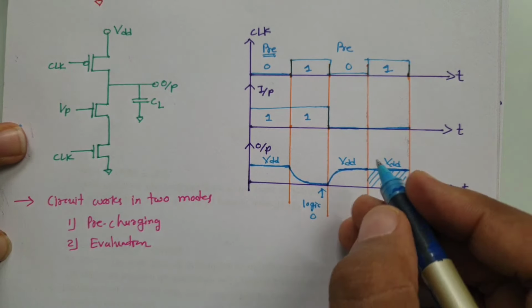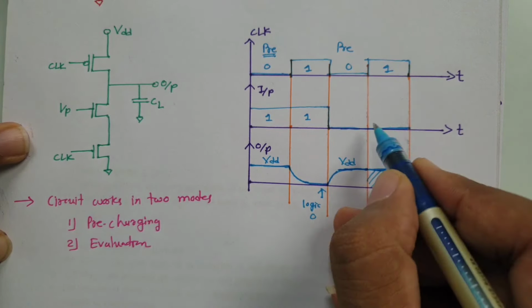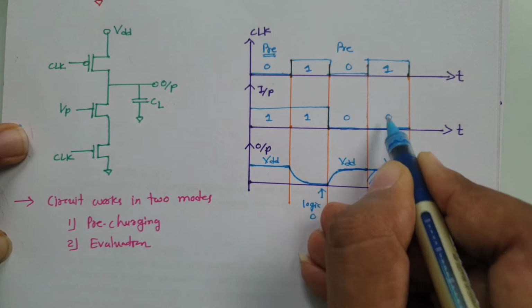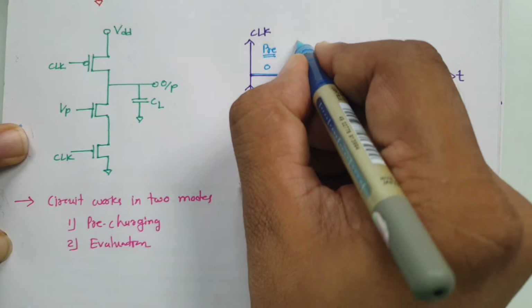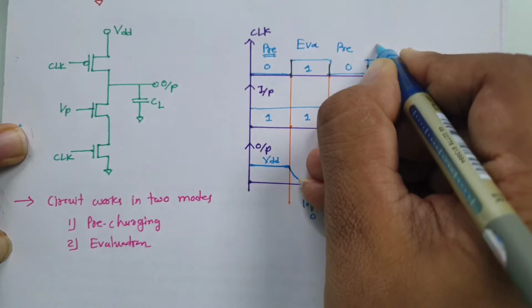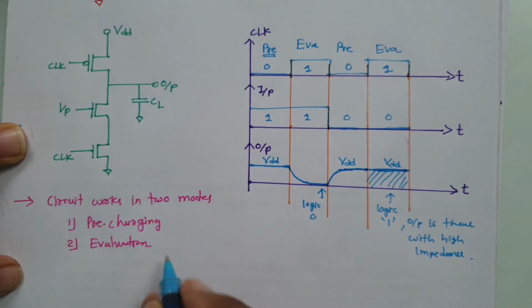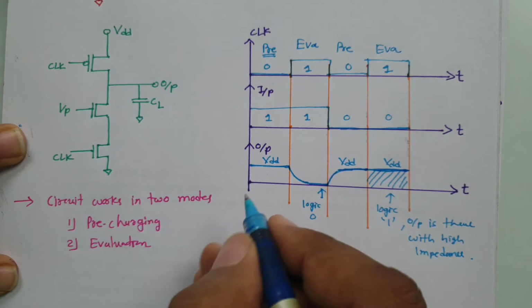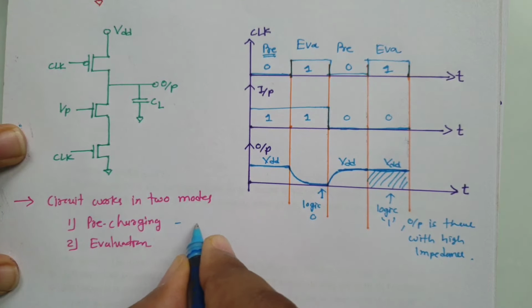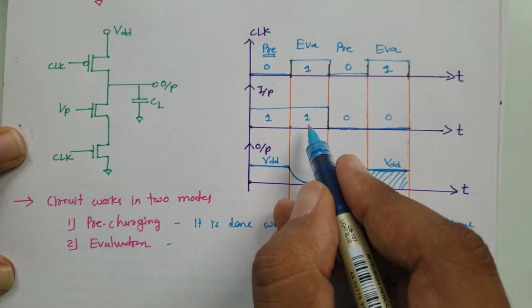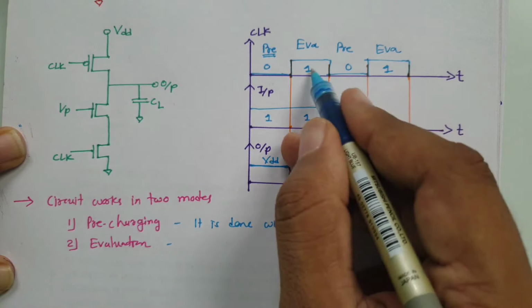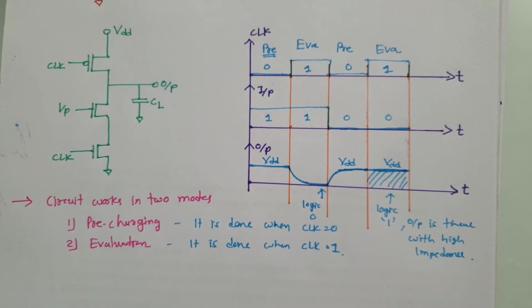So here you see what we do. Here input is 0 and output is 1, and here input is 1, output is 0. So here we do evaluation. So basically pre-charging happens when clock is equal to 0, and evaluation is done when clock is equal to 1. So that is how dynamic CMOS is working.